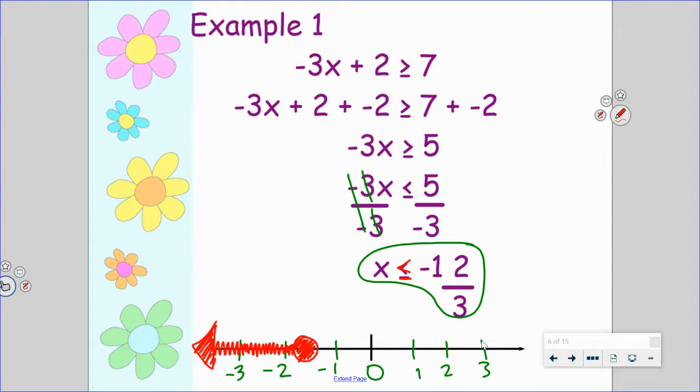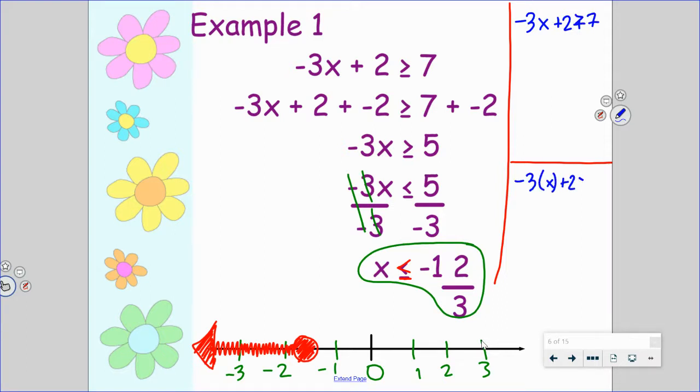Now, if you don't believe it, you are always welcome to check. So let me write negative 3 times some number x plus 2 greater than or equal to 7. We're going to pick one number on each side of that circle. I almost always start with 0, because 0 is one of the easiest numbers to compute. And then on the other side, maybe we can do negative 3, just for the heck of it.